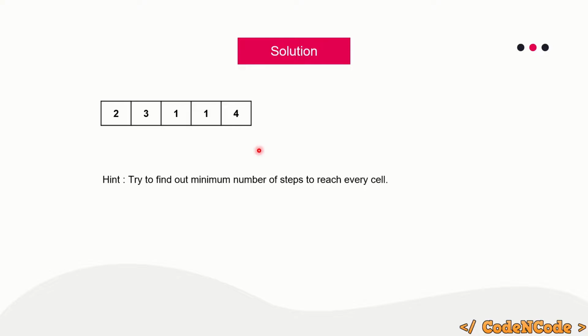Our only goal is to find the minimum number of steps to reach the n minus 1 cell, right? But what I'm telling you is to try to formulate a solution such that you are able to find the minimum number of steps to reach every single cell, because that will help you build the overall solution. You'll find this kind of pattern in many DP problems. So just go ahead and try this. Try to find out the minimum number of steps to reach every single cell.